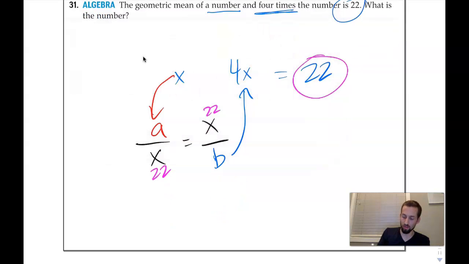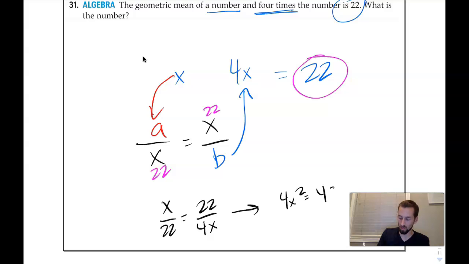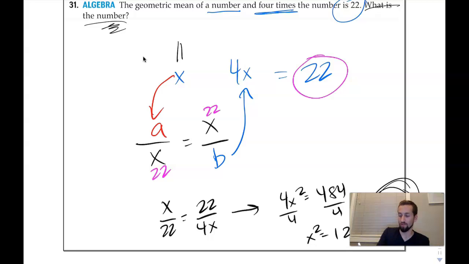So what we're going to end up with is x over 22 equals 22 over 4x. And when you cross multiply, we end up with 4x squared equals 484 divided by 4. X squared equals 121, and x equals 11. All right. If they asked you, which they don't, it says what is the number, that's x. If they asked for the numbers, it would be 11 and 44.